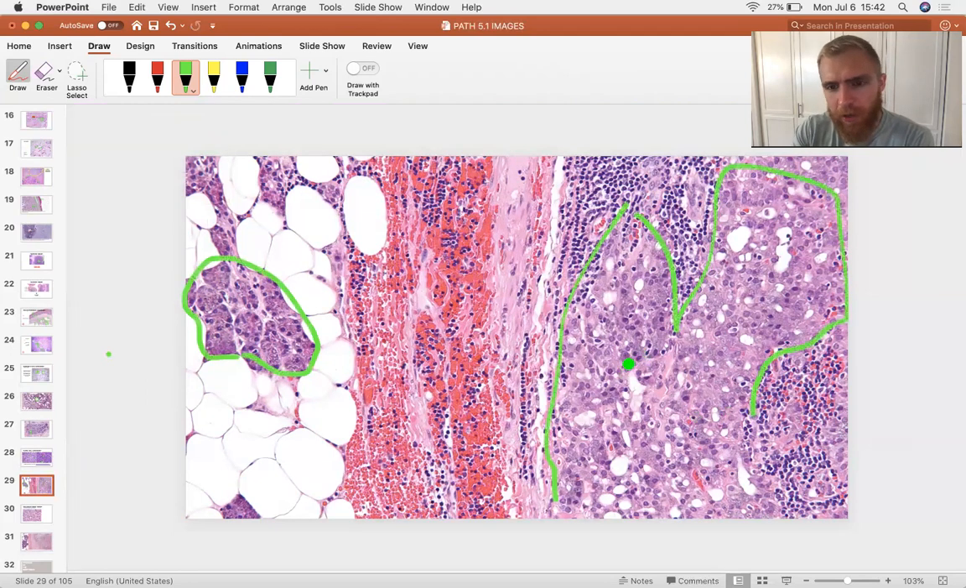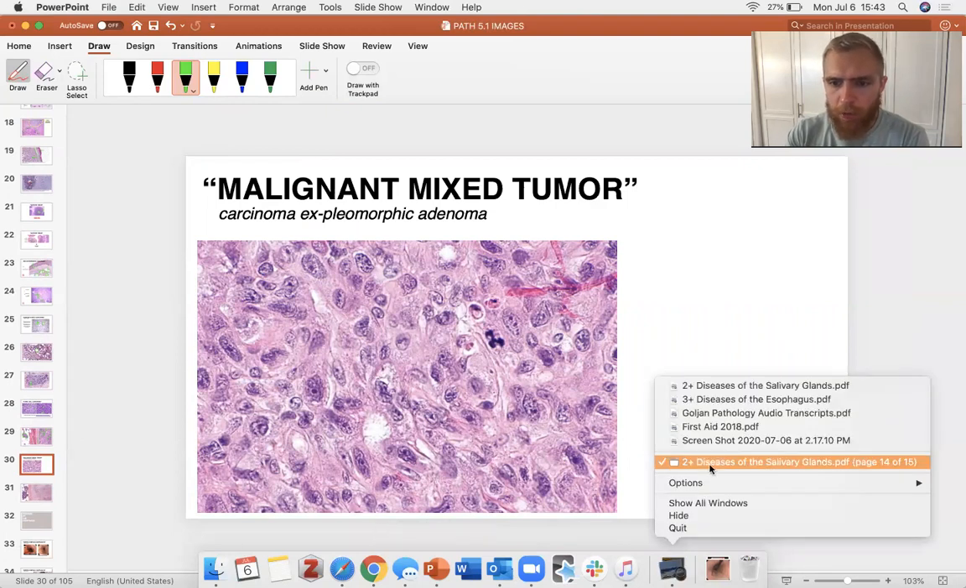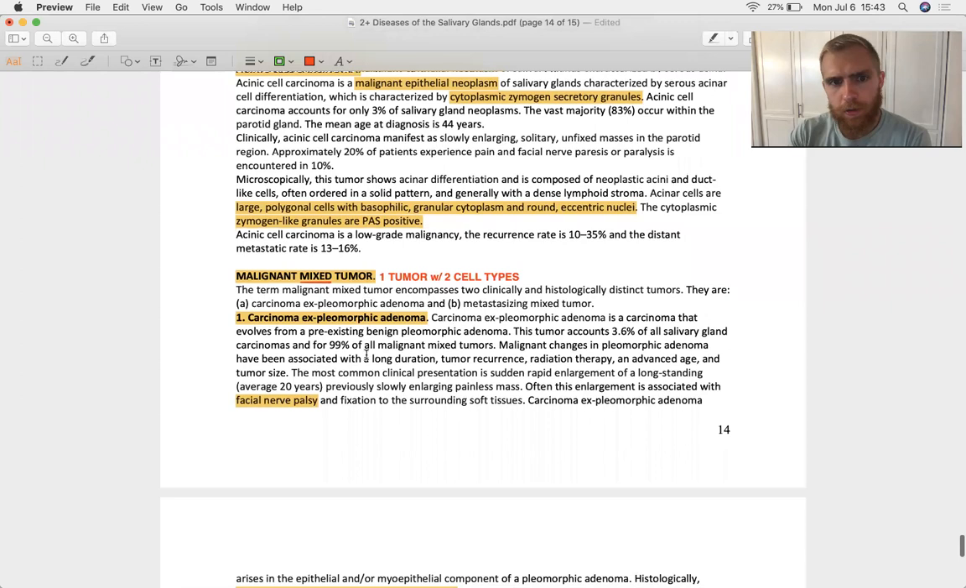And if you zoom in again, salt and pepper cells, so they're secreting something. What are they secreting? PAS positive cytoplasmic zymogen granules. There we go. Two more malignant tumors, and we're out of these salivary glands.